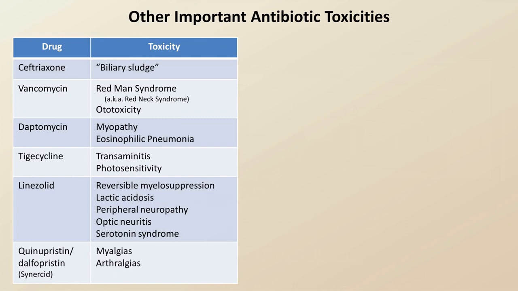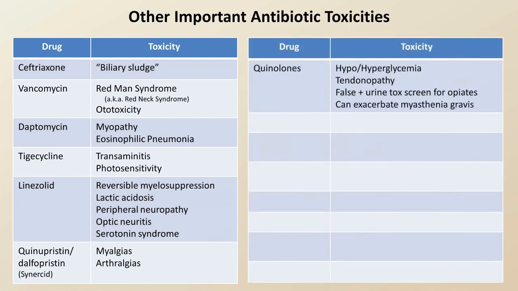Quinupristin dalfopristin, commonly known as Synercid, leads to myalgias and arthralgias in nearly half of patients. Like linezolid, the quinolones have a number of seemingly random toxicities. In addition to QT prolongation, they can cause either hypo or hyperglycemia, tendinopathy, and a false positive urine tox screen for opiates. They can also exacerbate myasthenia gravis and are considered contraindicated in patients with that condition.